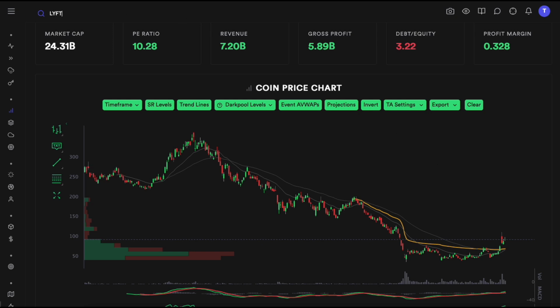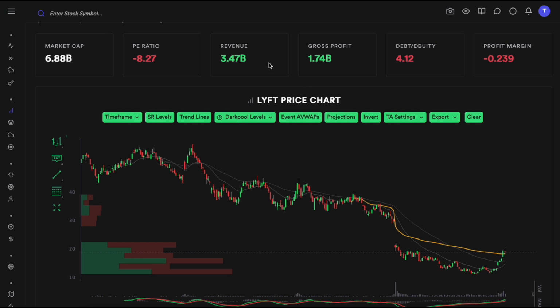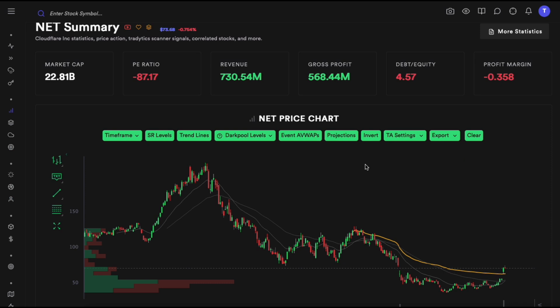Let's look at Lyft. Very similar chart to Coin, right? Then let's look at Net. Again, very similar chart to Coinbase and Lyft. So what's happening is many of these names that have been broken down for quite some time are now starting to surge again, and they are showing the highest relative strength.